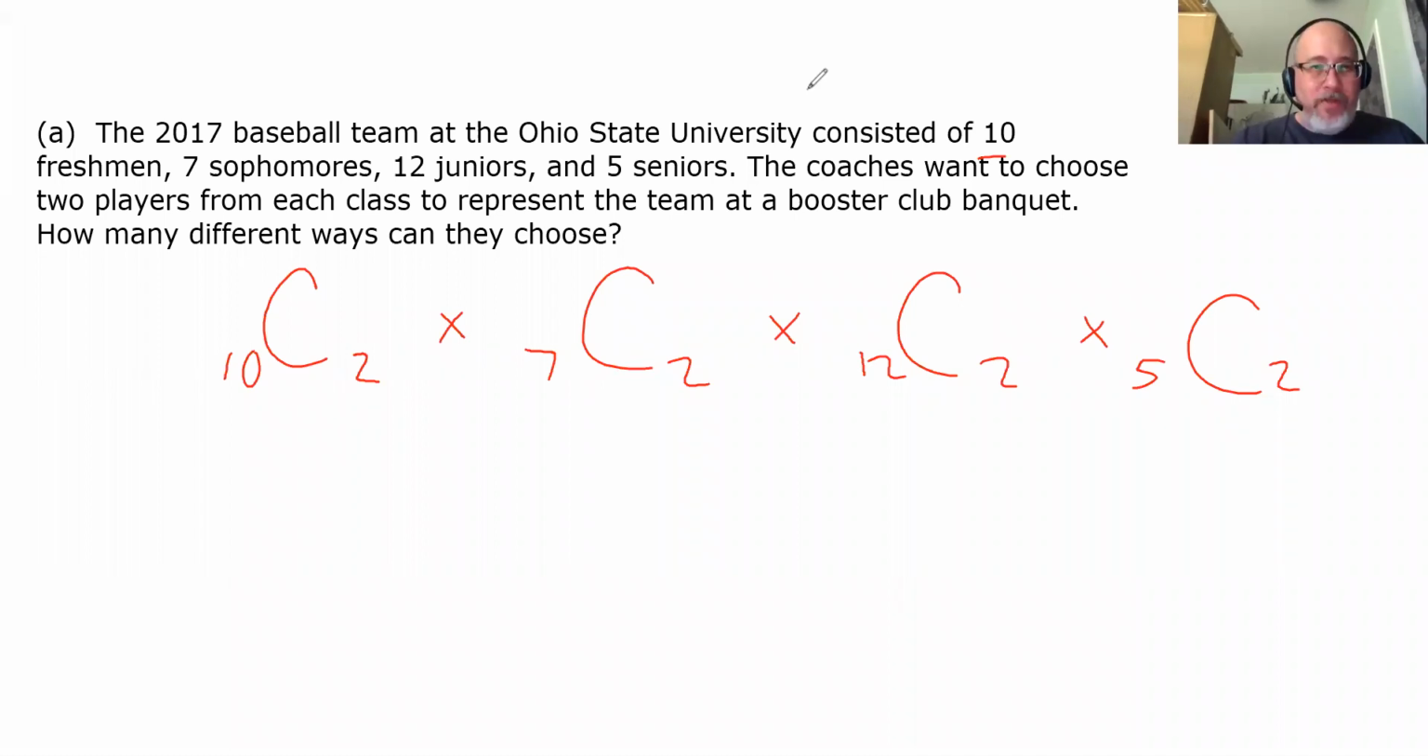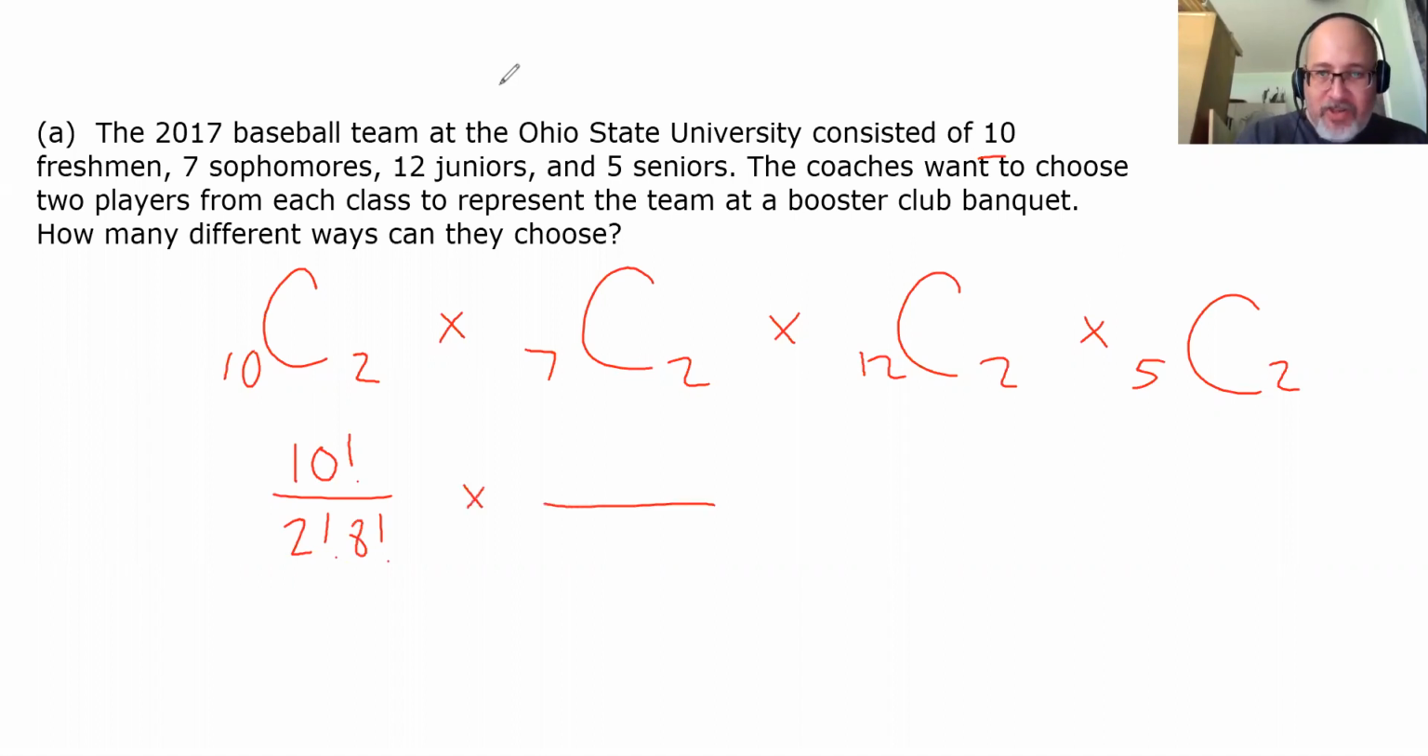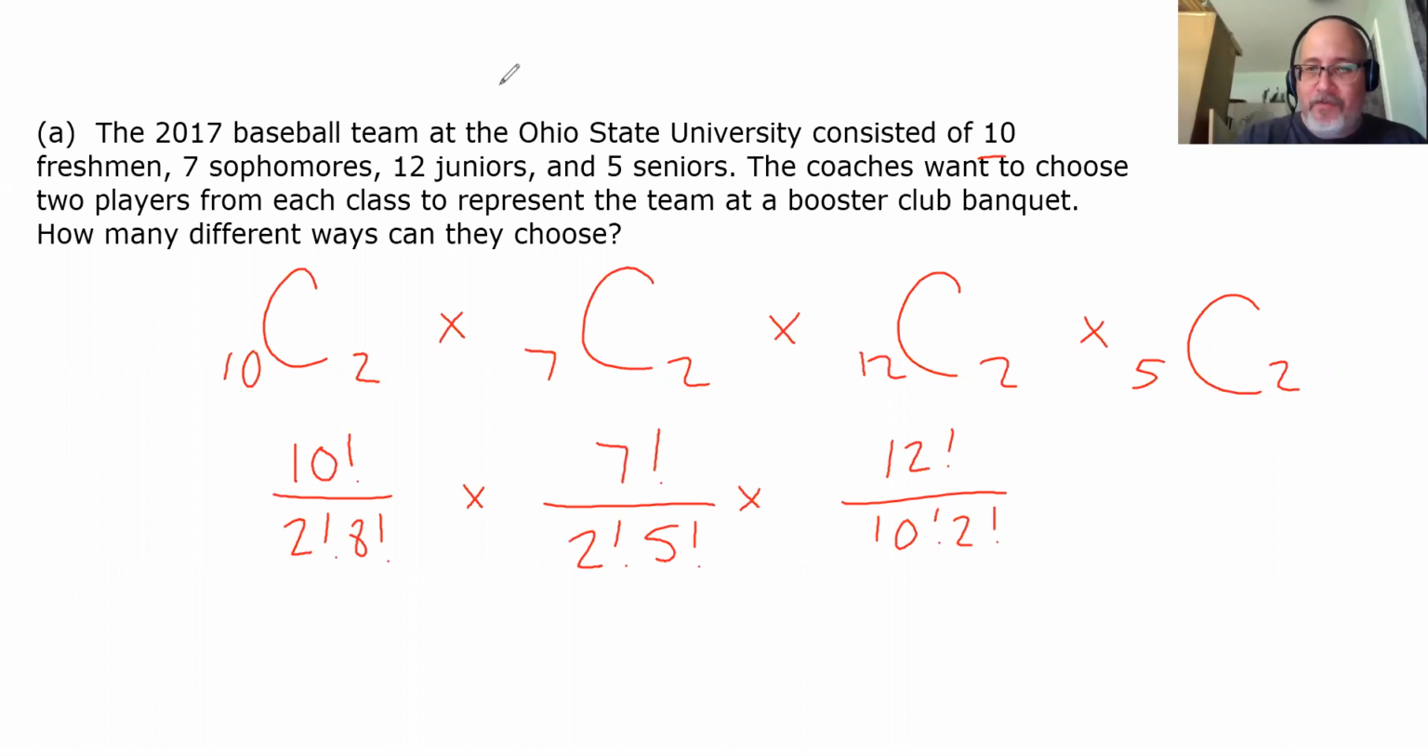All right, for the 10C2, remember that for a combination, the first number goes on top, the second number goes on bottom, as does the difference. For the next one, 7C2, the 7 goes on top, the 2 goes on the bottom, as does the difference. And all of these are factorial. For the 12C2, the 12 goes on top, the 2 goes on the bottom, as does the difference. I said that backwards. The 12 goes on the top. The second number 2 goes on the bottom, as does the difference.